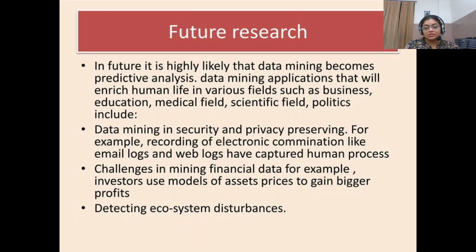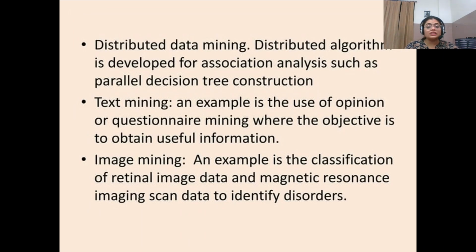Data mining applications will enrich human life in various fields such as business, education, the medical field, the scientific field, and politics. They include data mining in security and privacy preserving, for example recording of electronic communication like email logs and web logs that have captured human processes. Challenges include financial data, for example, investors use models of assets to gain more. Detecting ecosystem disturbance. So all these are the future research of data mining.